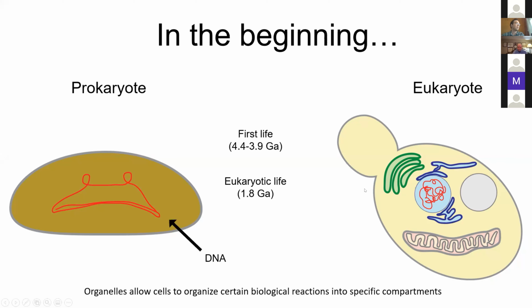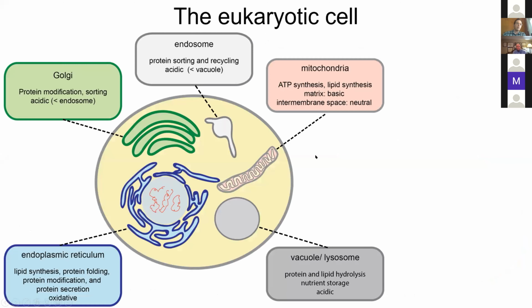And now, when you look around you and you see living things, basically everything you see is a eukaryote. Now, organelles are beautiful inventions of eukaryotes. You can see that each organelle has a specific biochemical microenvironment, and those are tailored for each organelle's specific function.